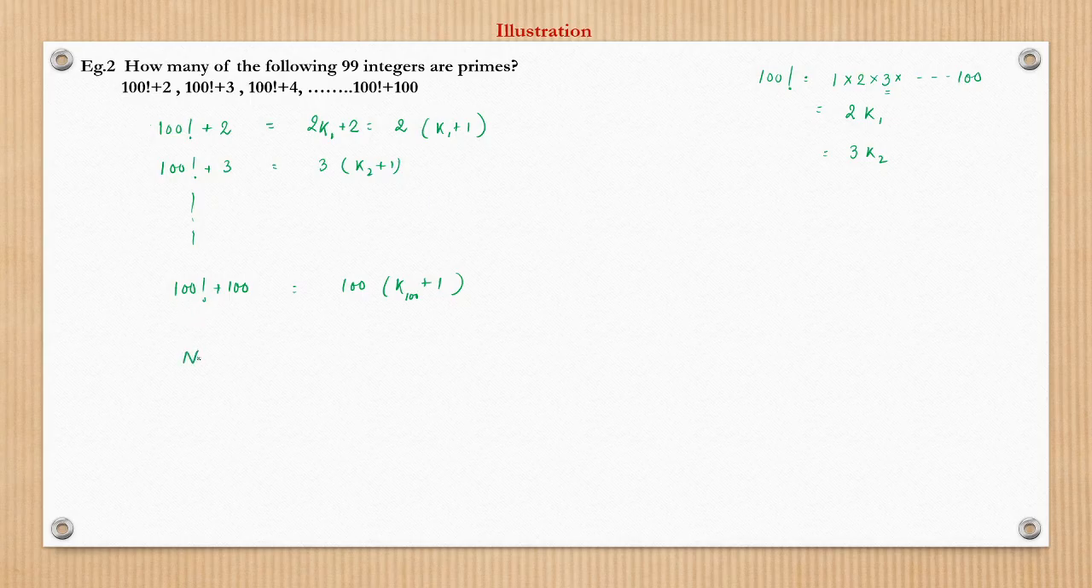So therefore these 99 numbers are not prime, right? This we have seen. Let's move on to the next question.